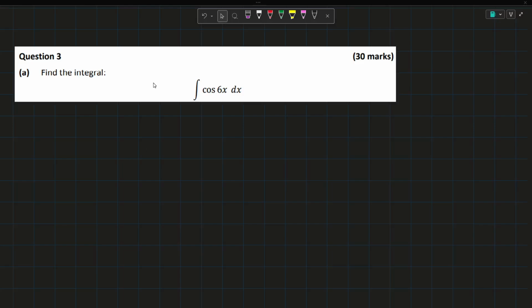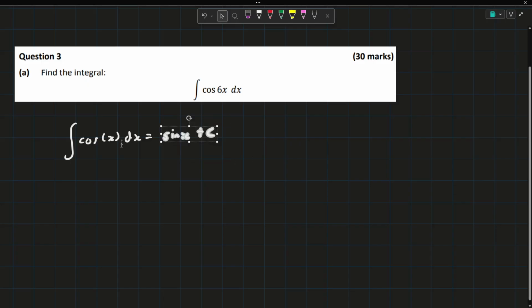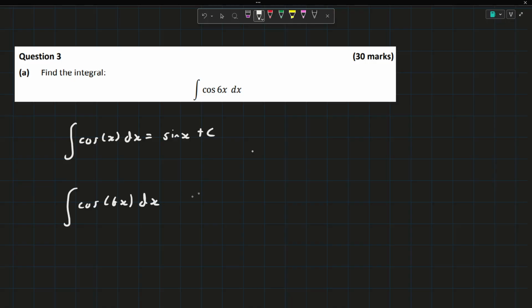This is 2024 paper 1 question 3, where we're given this integral. Normally, the integral of cos of x dx is equal to sine of x plus c, and the reason for that is because when you differentiate sine, you'll get cos. So if we have the integral of cos of 6x dx, it's kind of like the chain rule in differentiation.